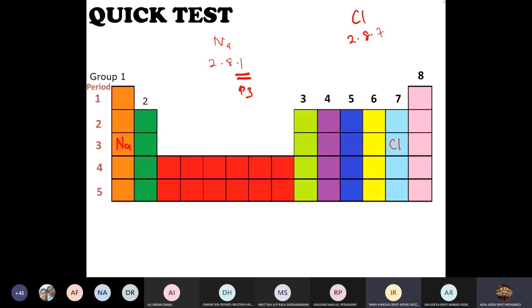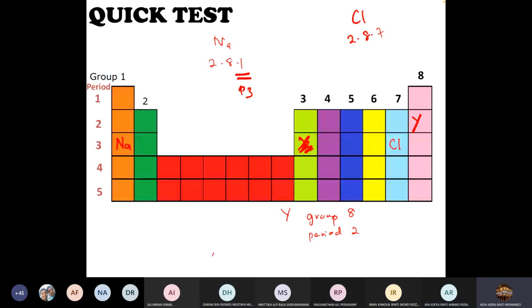Good. Okay, teacher test pula. Kalau teacher bagi X, like that, tak nak. Cancel X. Too easy. I want to know Y dekat sini. Can you locate the group for Y? Group berapa? Group 8. And which period does it belong to? Period 2. Good.